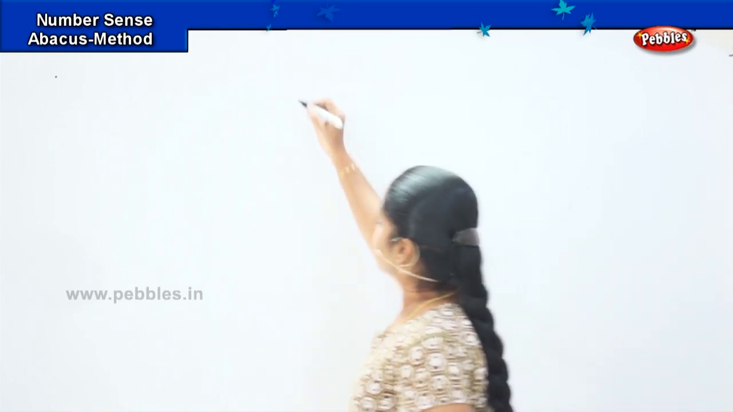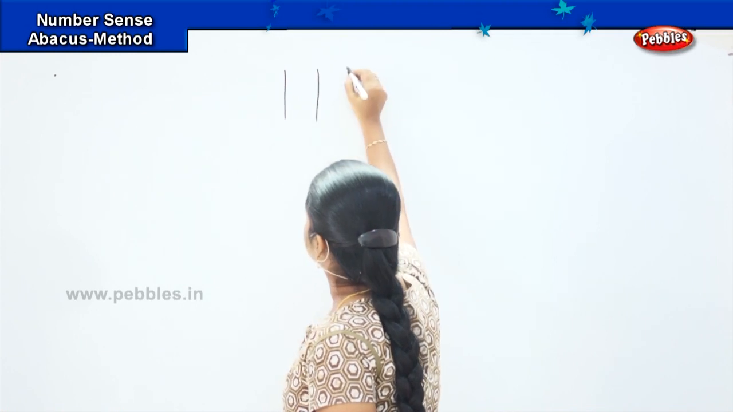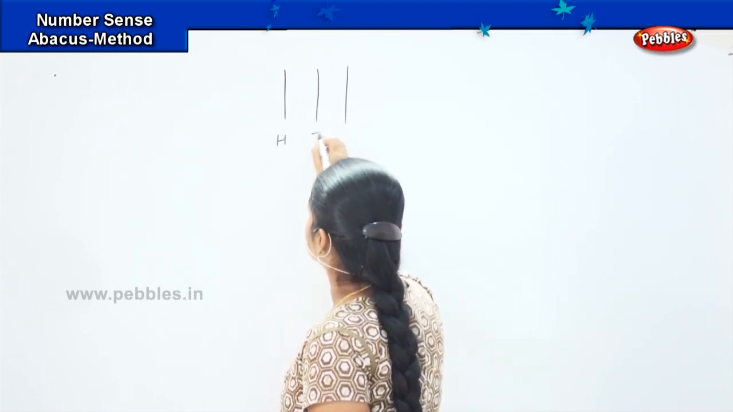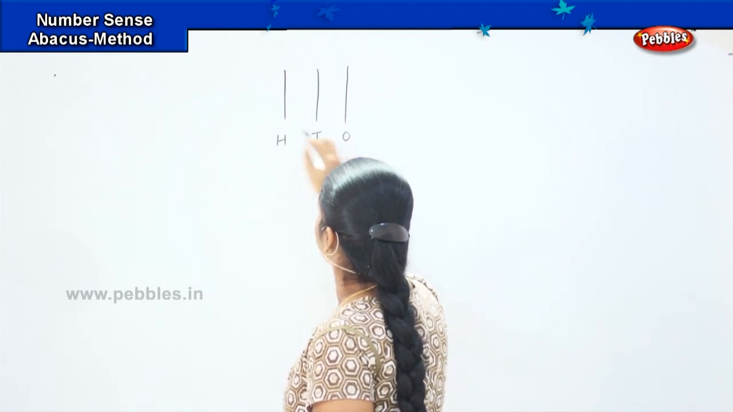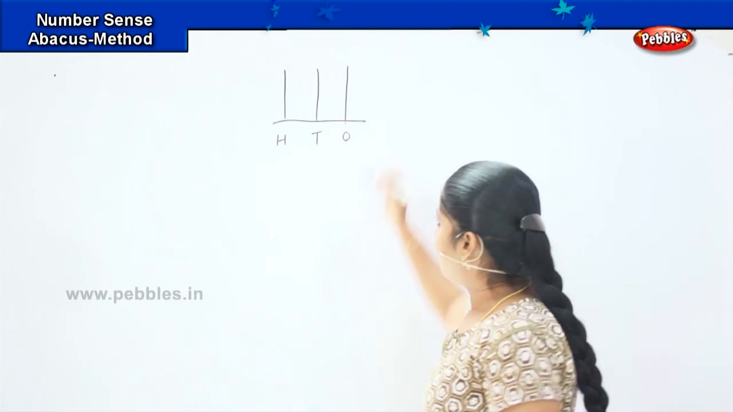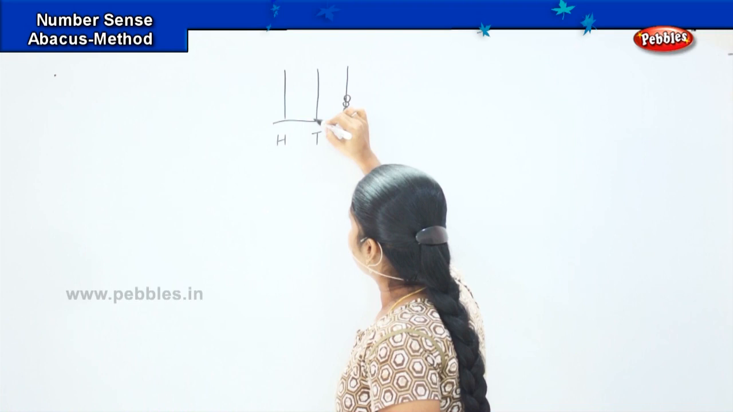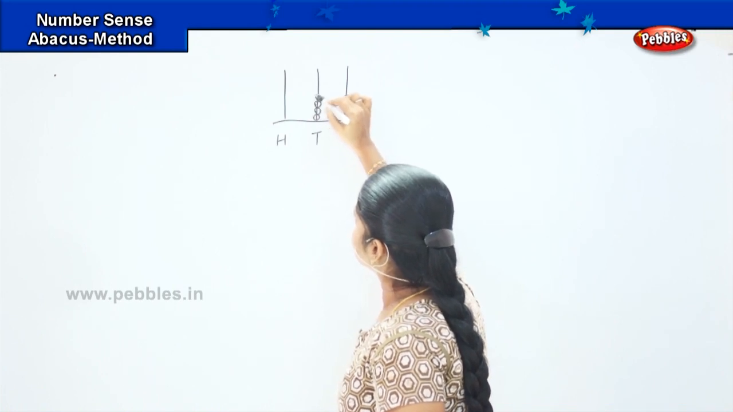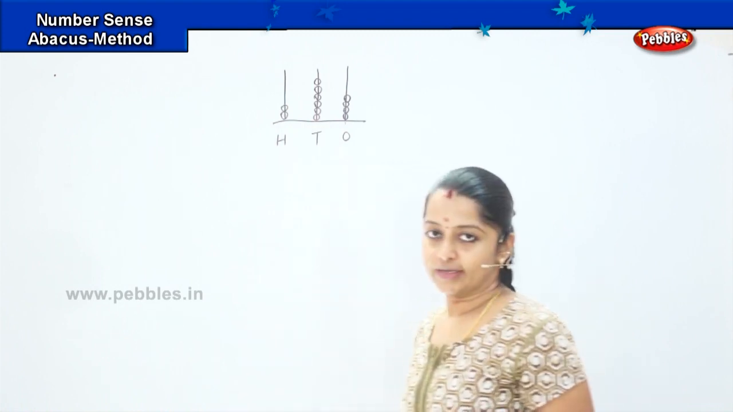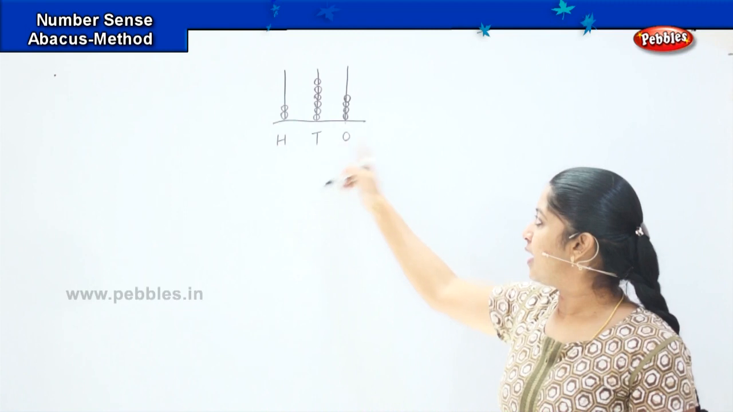So now, as I told you, I am going to draw 3 strings here, and I will name them H, T and O. Now, in these strings, I am going to draw a few balls. Fine. So now, can you count the number of balls and tell me what value is given?